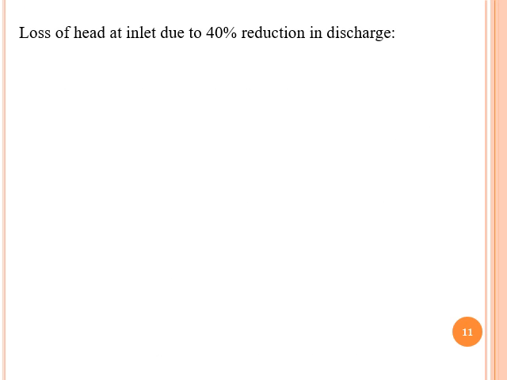The next, third part of the numerical is the loss of head at inlet due to 40% reduction in discharge. So now what about the new discharge here? Initially the discharge Q1 is equal to 0.15 meter cube per second. Because of the 40% reduction in discharge, the new discharge value is calculated here. Once again, the discharge is directly proportional to area as well as velocity of the flow. Here the area of the flow remains constant, that is 0.07 meter square.